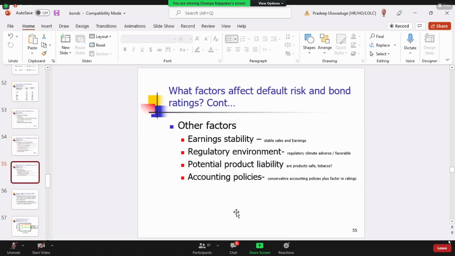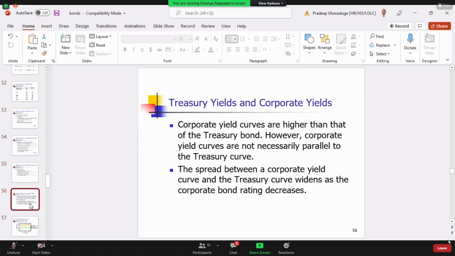Potential product liability. For example, are the products safe? A company producing tobacco-related products will have a negative influence on the ratings. Then accounting policies. Conservative accounting policies are a plus factor in ratings. So that is about ratings and the default risk.